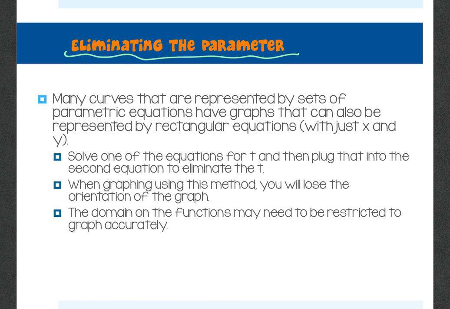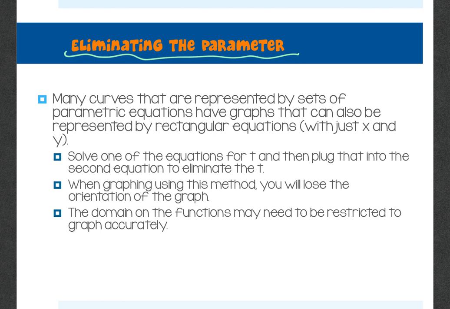It says many curves represented by sets of parametric equations have graphs that can also be represented by rectangular equations with just the x and the y. There are two equations, one x equals, one y equals, and there's a t in there. You're going to solve one of those equations for t, then take what it equals and plug it into the second equation. So we're using substitution, and you're going to eliminate the t. By doing this, we get one equation at the end and no t.